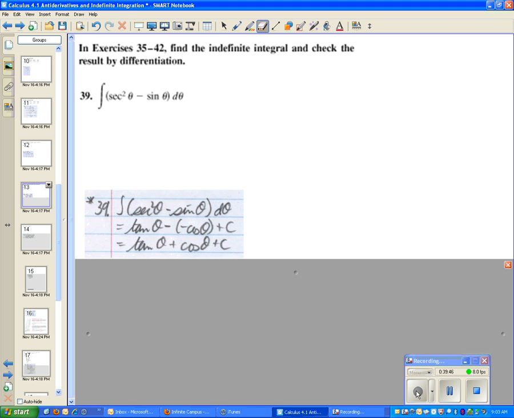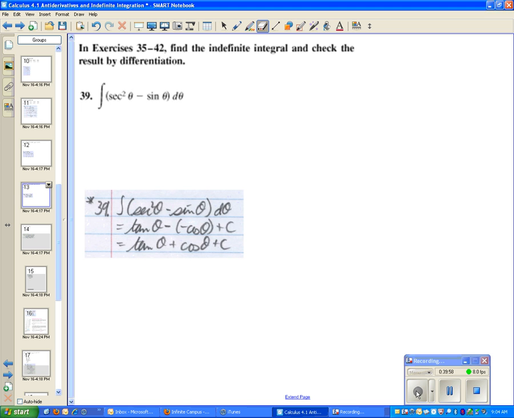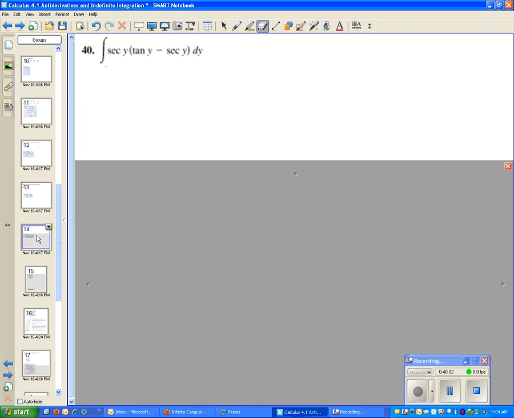Eventually, you got to memorize the formulas for the antiderivatives of these trig functions. But eventually is not right now. Okay? Look them up. We okay with 39? Let's take a look at 40.